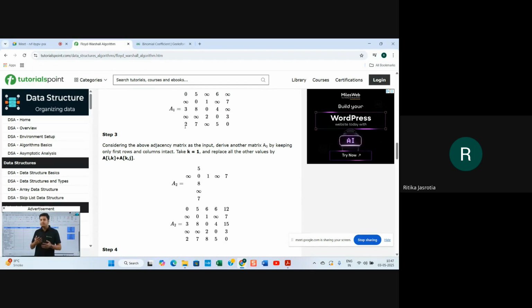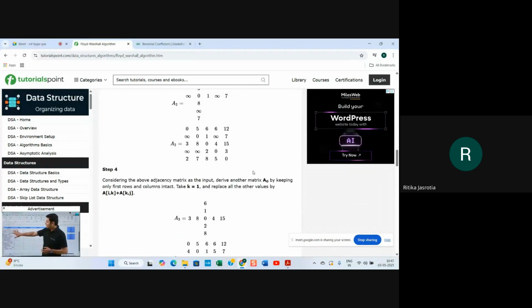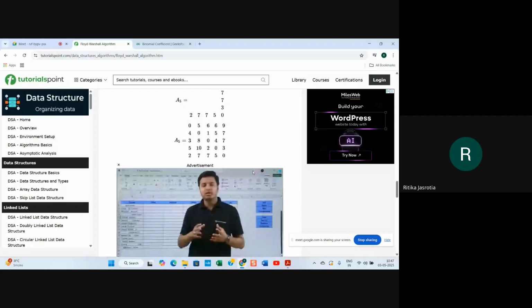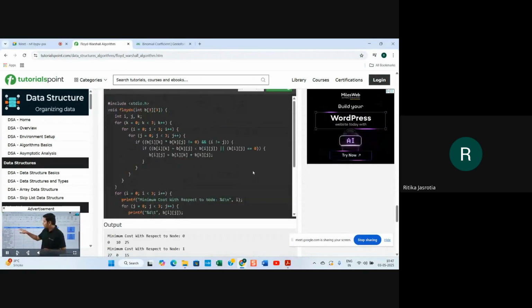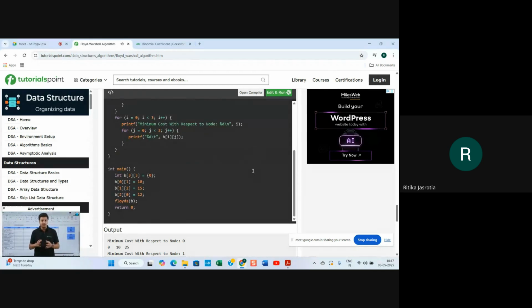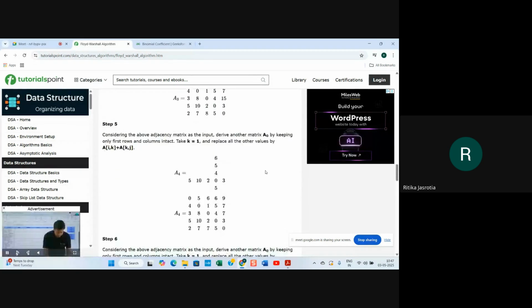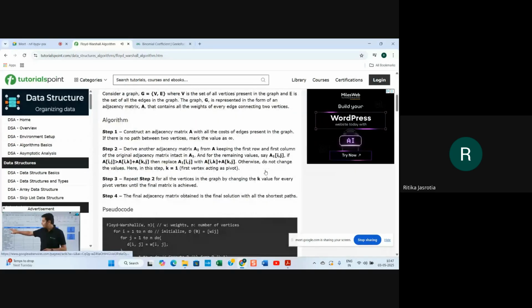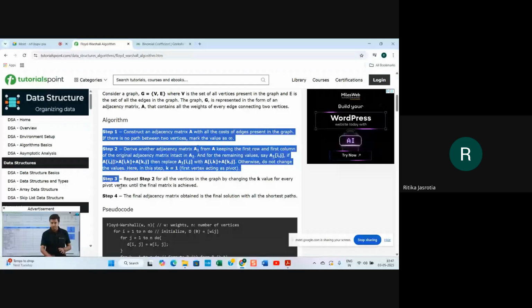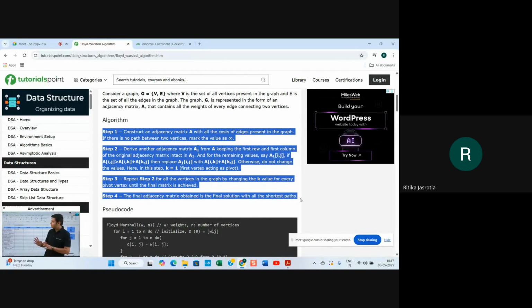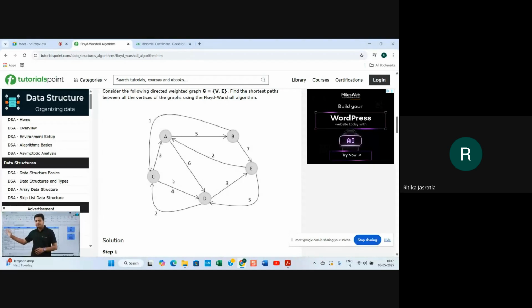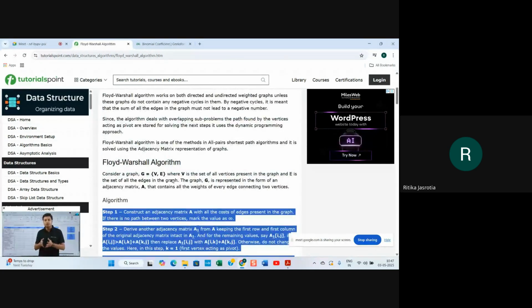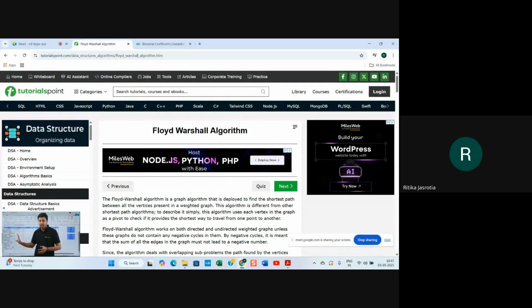They have not calculated it correctly. So we have to compare it with this value also, the earlier value. And they've given the program also. We are not doing the program right now. You have to keep in mind this algorithm, and according to this algorithm you have to solve this question. This is the Floyd-Warshall algorithm, or you can say the all-pair shortest path algorithm.